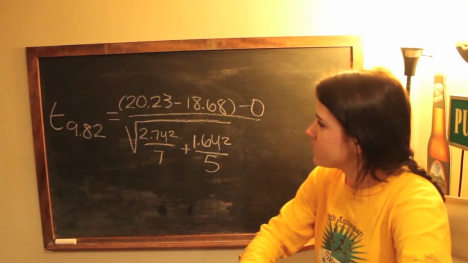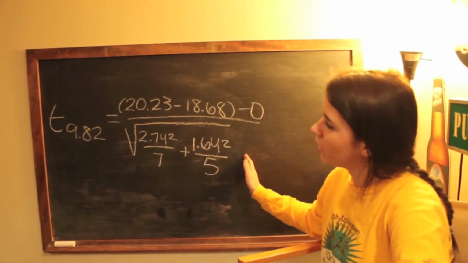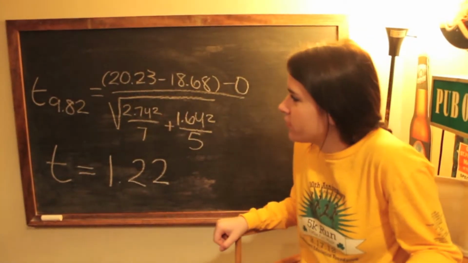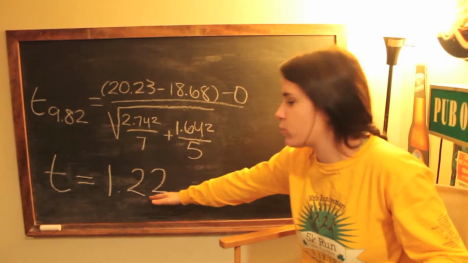Now we'll use that data to get our final equation for t. We also use the calculator to find that our degrees of freedom is 9.82. When you plug this into your calculator, you will find that t equals 1.22.